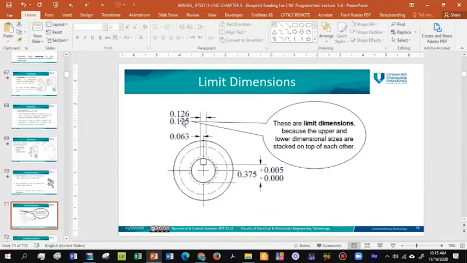As you can see here, for example, we have these drawings and we have 0.126 and 0.125. This defines the dimension, the length or the diameter of this cylinder, or of this part. The dimension should be maximum 0.126 and minimum 0.125. It cannot be 0.124, it cannot be 0.127. Okay, so this is limit dimension. That means you define the limits for this dimension, so it cannot be more than the maximum value and cannot be less than the minimum value of this tolerance.